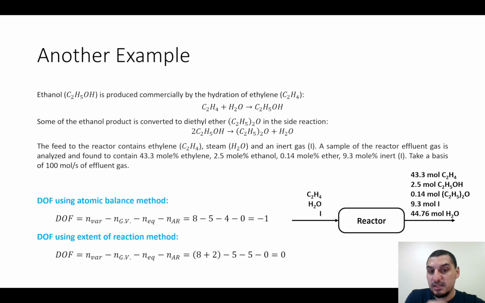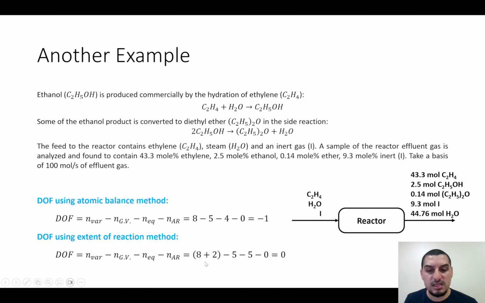it will be misleading. So my suggestion is either to do the degrees of freedom using the extent of reaction method, even if you are going to solve using the atomic balance method, it's fine. But just to make sure that the degrees of freedom is done using a method that will not produce misleading results. Or if you do the degrees of freedom using the atomic balance method, you can double check with the extent of reaction method. It's not going to take a lot of time. It's just this number and this number that is different. Otherwise, everything is the same.